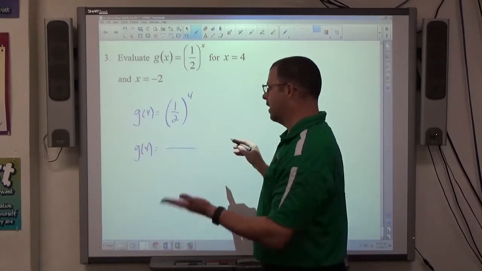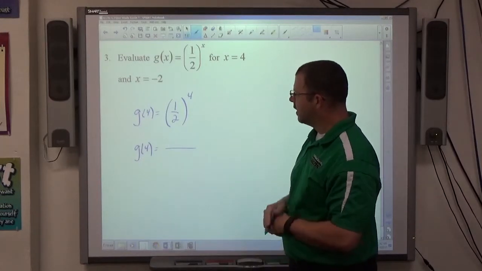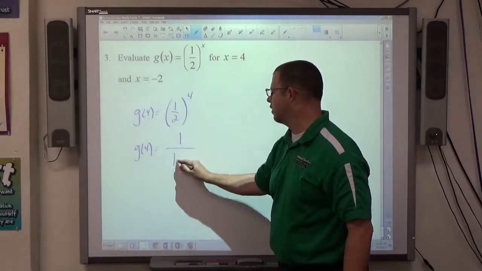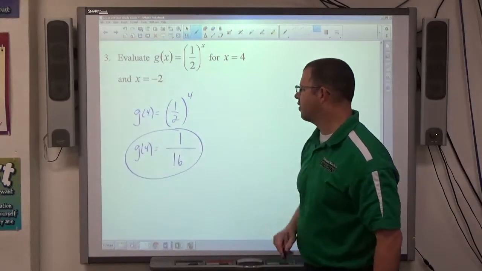All you have to do to take any fraction to a power is to take the top number to the power. 1 to the 4th power is 1. Take the bottom to the power. 2 to the 4th is 16. So 1/16 is the answer.